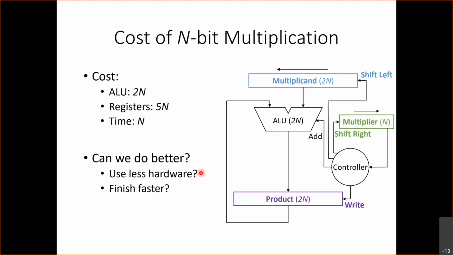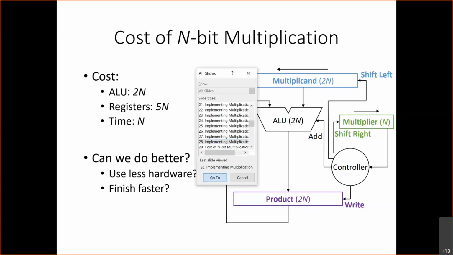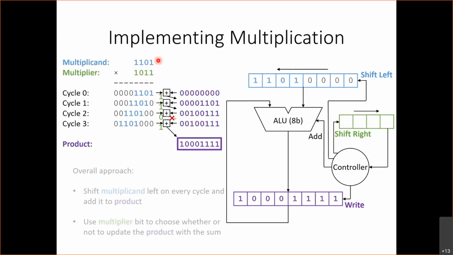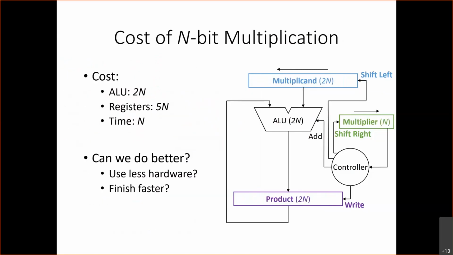Sir, why is the multiplicand 2n? Why is the multiplicand 2n? So let me go back. Remember here what we did: the multiplicand was 4 bits, so we needed 8 bits to represent it because we were shifting it by 1 bit every cycle. Oh, yeah, true. So that's why we needed 2n bits: we have n bits, but we also have n cycles of shifting, so we need 2n bits total to represent it. Okay, thank you. Yep, you're welcome.